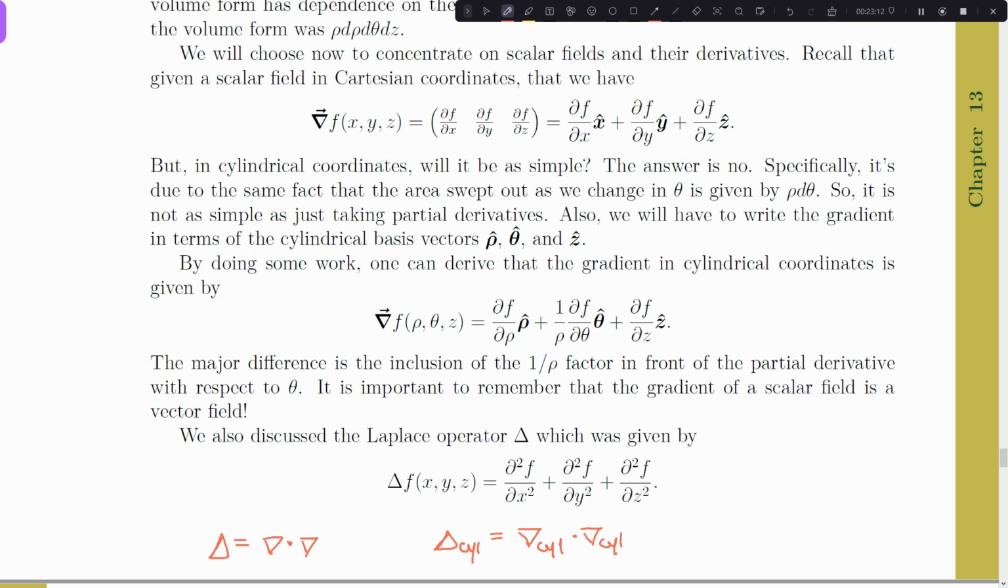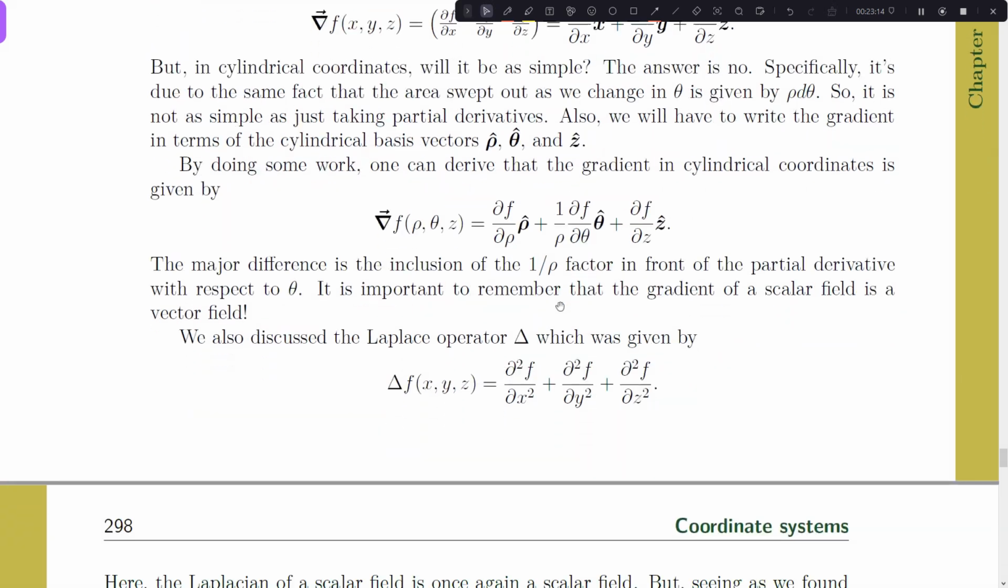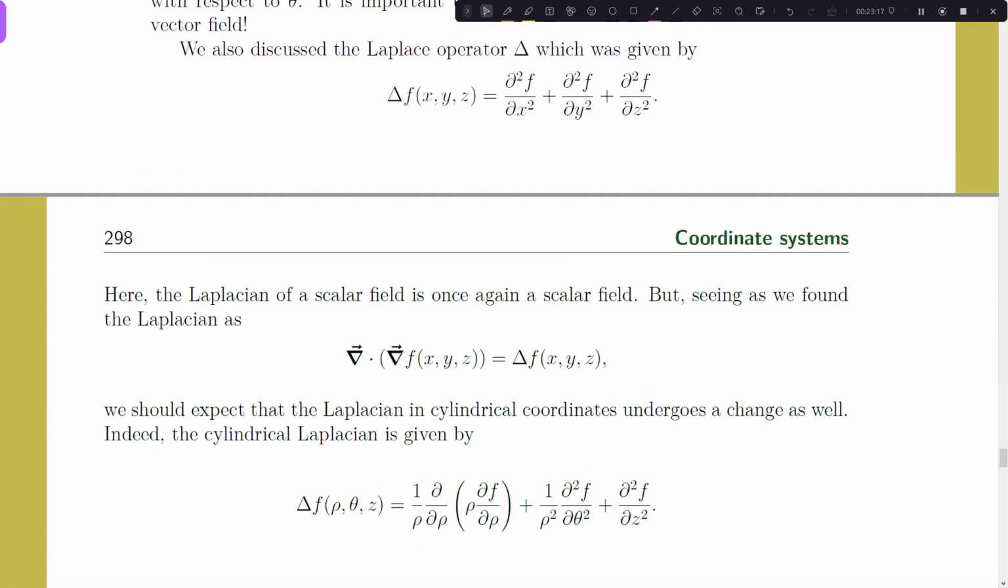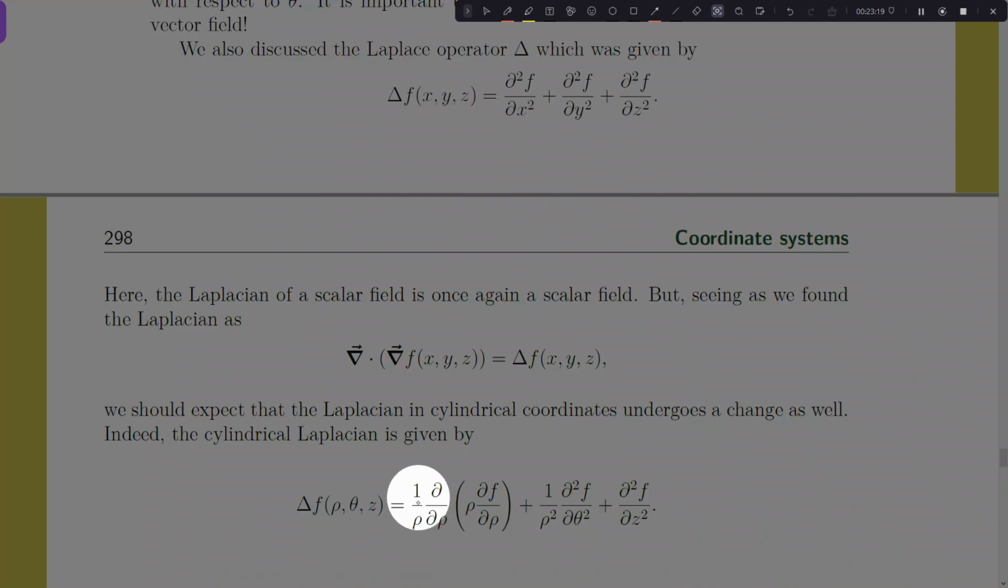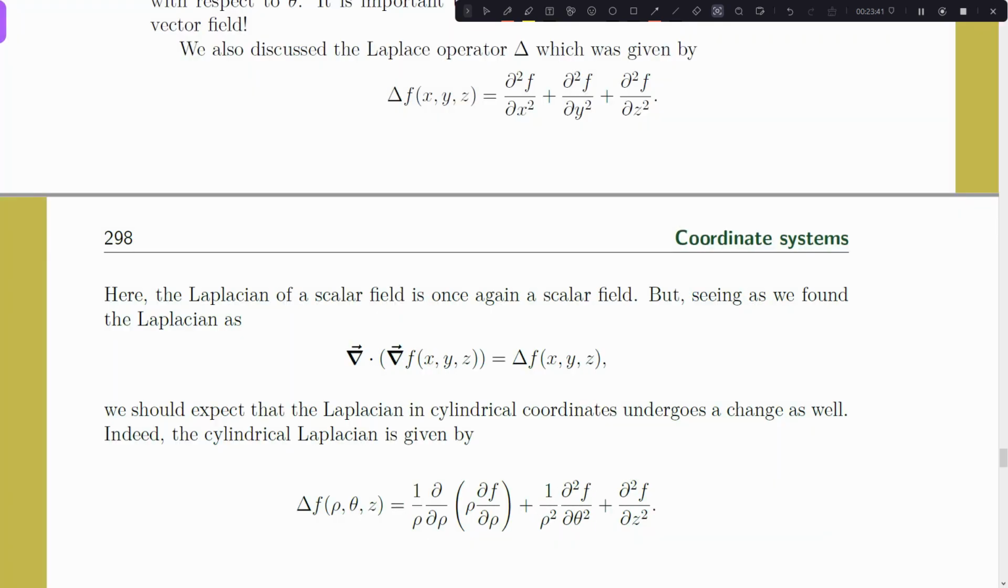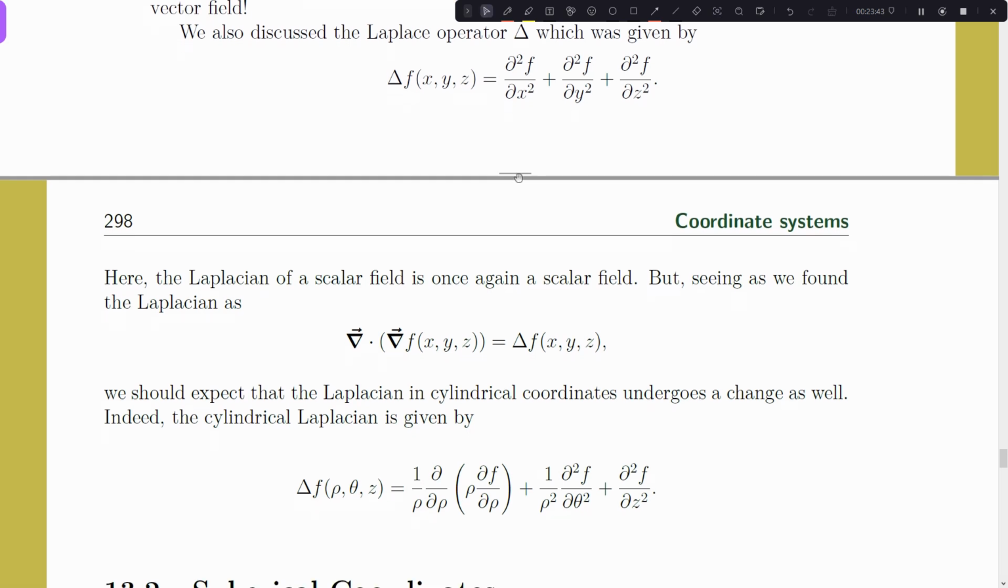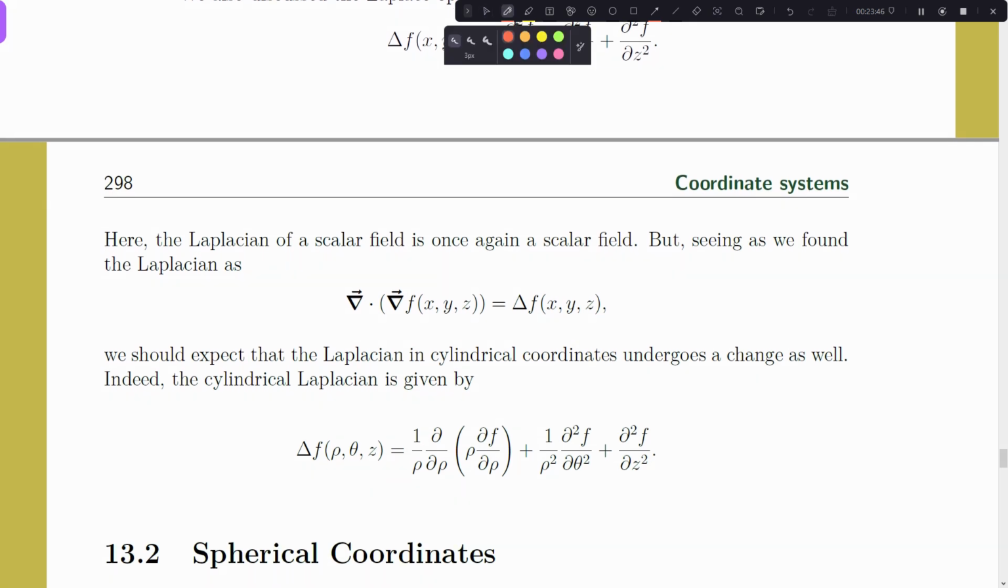If we actually go through that dot product, we recover the following. Unfortunately, there's a little bit of an ugly term here where we have rho multiplying partial f partial rho, and then we take partial rho of that term and divide by rho. And on the angular term, since we've gotten angular squared, we're dividing by rho squared. I'm going to expand this right now to make everybody's life a little bit easier.